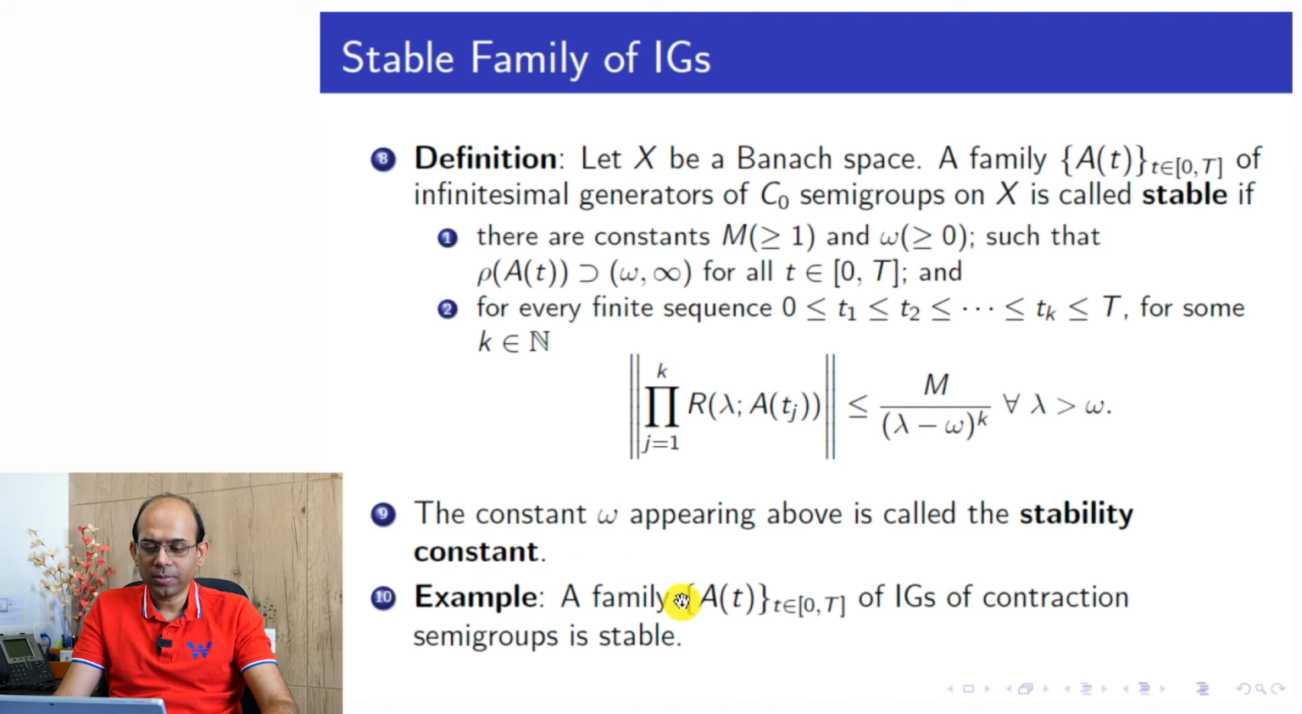For example, a family A(t) of infinitesimal generators of contraction semigroups is stable. Why? Because for a contraction semigroup, this M becomes 1, and omega also becomes 0, because the norms of these resolvents are always less than or equal to 1. So one gets that this would be a stable family of semigroups.